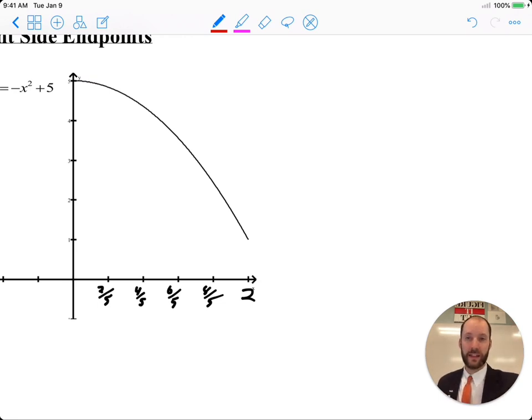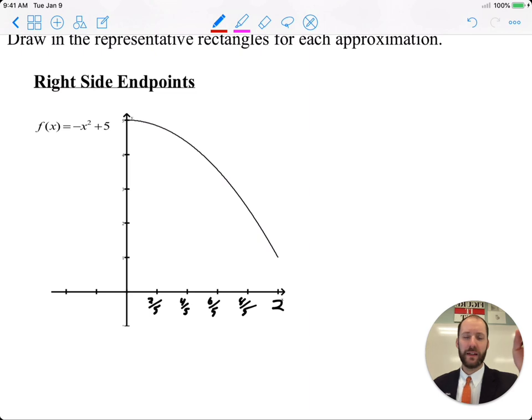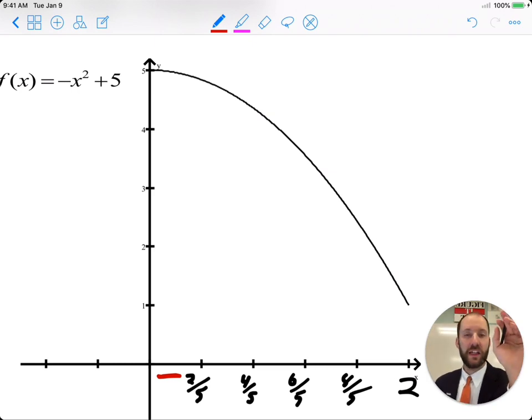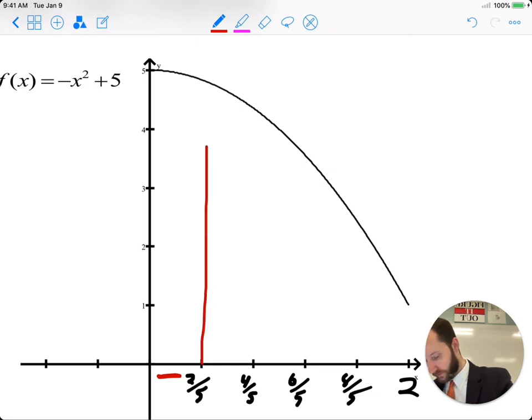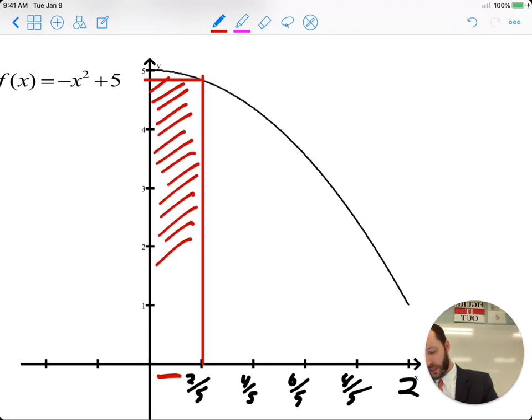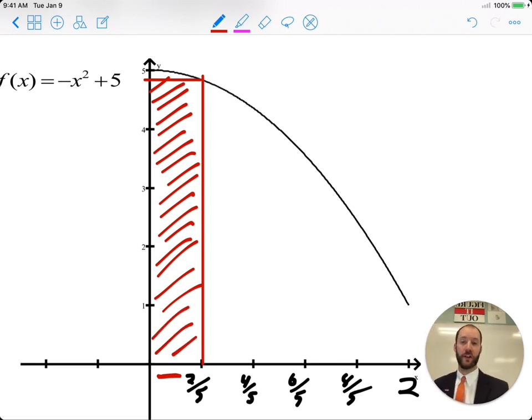So you think, how high does this rectangle need to be? We're going to determine the height based upon the right side of our interval. The first interval is this one right here, 0 to 2/5. This is our first rectangle. The height of the rectangle will be from the right side of the interval, the 2/5, up to the curve, and then over. We'll calculate that area as an estimate for the area under the curve.